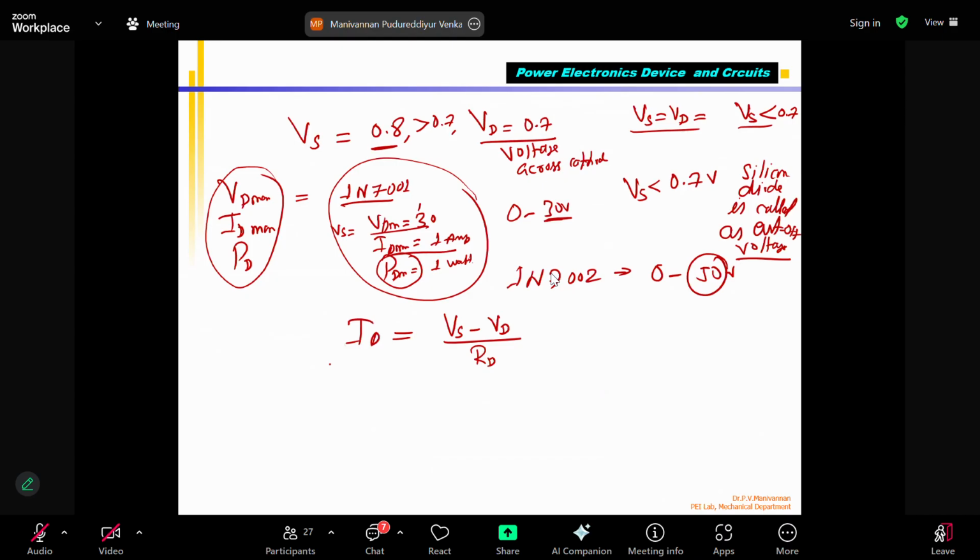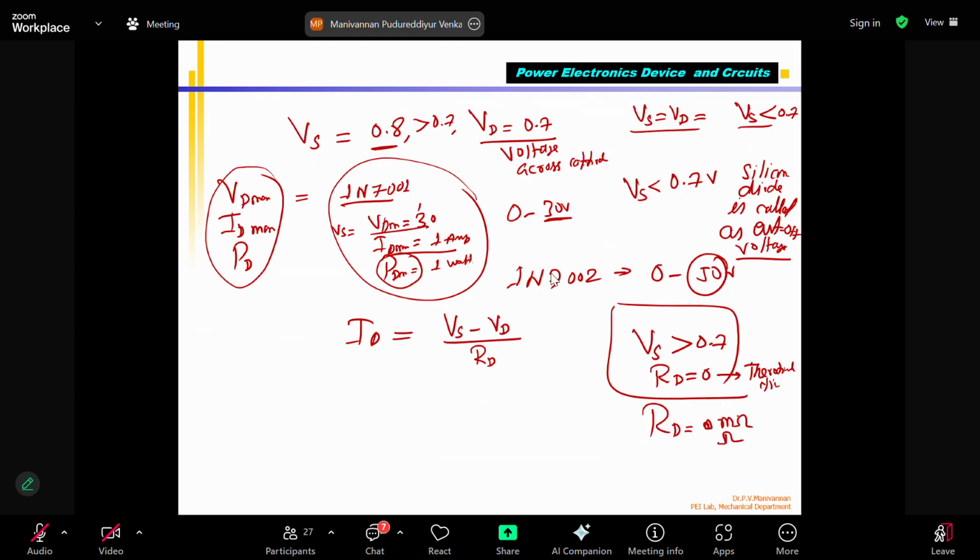Now, please note that once we supply VS greater than 0.7, for a practical diode, RD will be in the order of milliohms to a few ohms, correct? Depending upon the diode, it can be milliohms, 0.1 ohm, which is 100 milliohms, or it can be 10 ohms, 5 ohms, something like that. This is theoretical versus practical. Most of the time, power diodes.